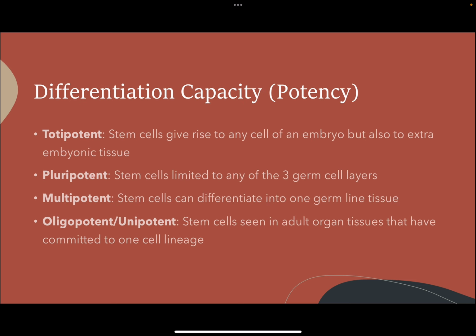So the differentiation: they can be totipotent, which means the stem cells can give rise to any cell of the embryo, but also give rise to embryonic tissue. They can also be pluripotent, which means the stem cells are limited to any of the 3 germ cell layers. Multipotent stem cells can differentiate into the 1 germline tissue. Oligopotent/unipotent stem cells are seen in adult organ tissues that have committed to 1 cell lineage.